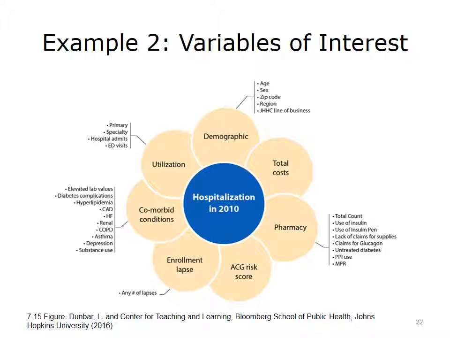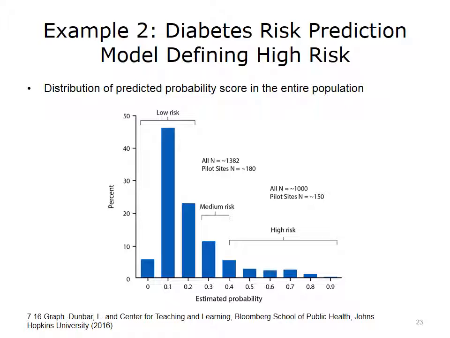So these were all predictors that they developed from their 2009 dataset, and they looked at hospital utilization in 2010. So how well did these predictors predict hospitalization in 2010? Again, their statistical strategy was regression. This is the distribution of their predicted probability scores across an entire population. There were 1,382 patients involved in their diabetes risk prediction model, and they chose some pilot primary care groups. The N was about 180.